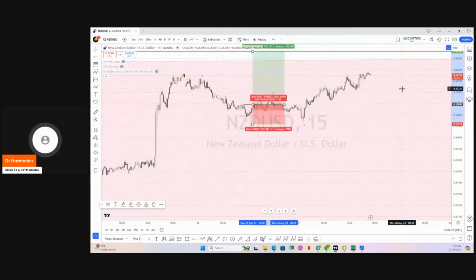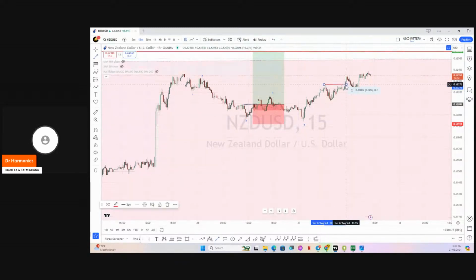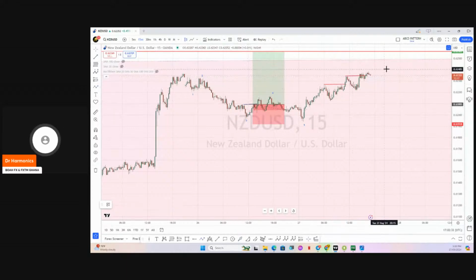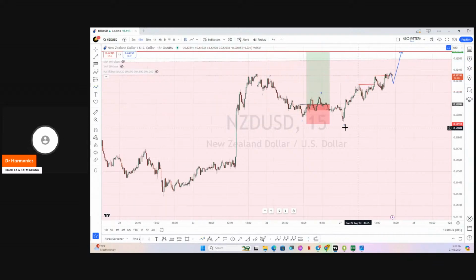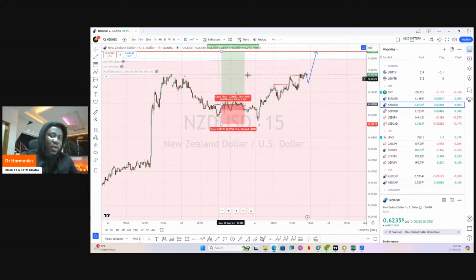Now you can see something over here, break of structure. You can see it's creating higher highs and higher lows. You might want to see it come here, then you might want to buy. So this is what I want to look out for in NZD USD. Look for a buy opportunity for NZD USD.